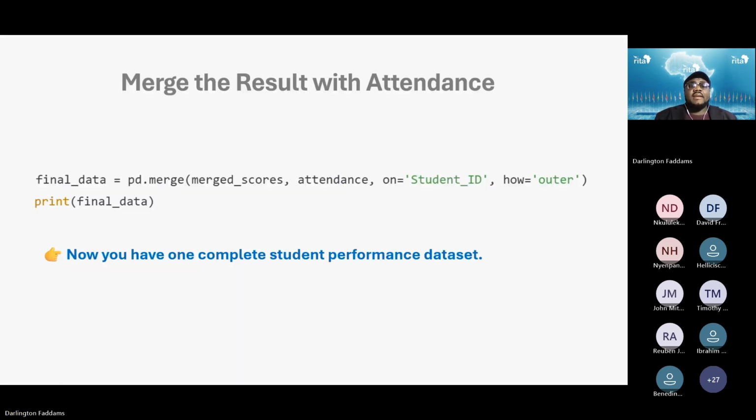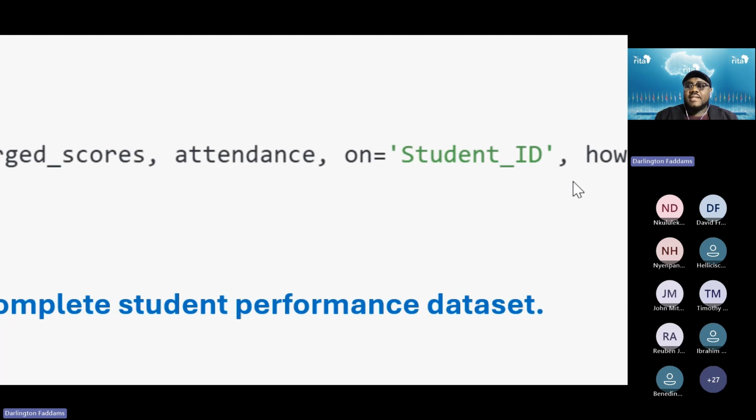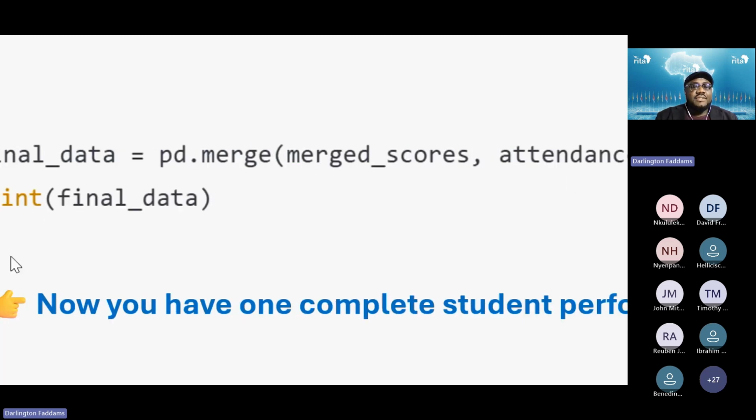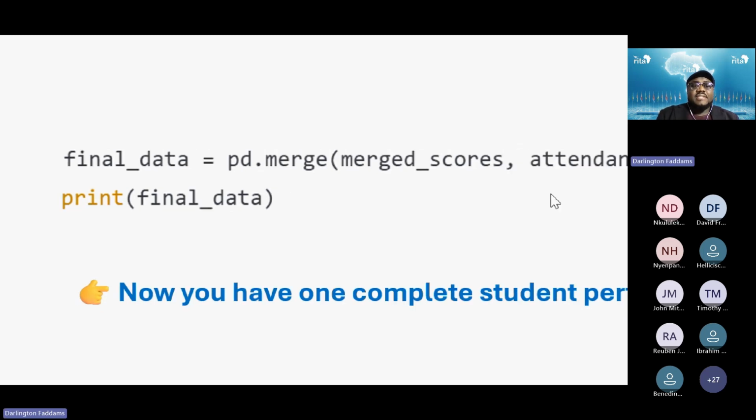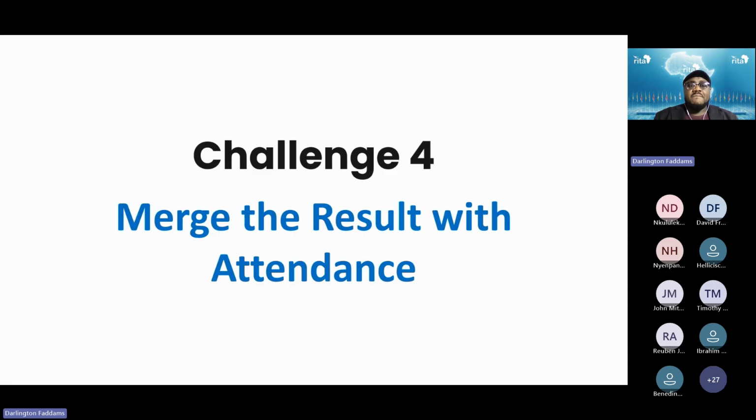So our final data set is also going to be dot merge, and this is going to be the result of what we just did with attendance, then on student ID and also an outer merge. All right, so let's do this. This is challenge 4, and we have one last challenge, and then I'll give you an assignment and we are done. So we are merging merge scores, the new data frame we created, with attendance. All right, so let's do that.